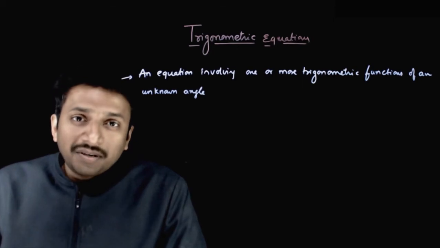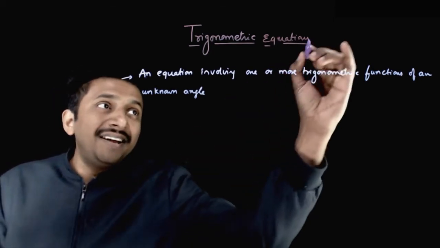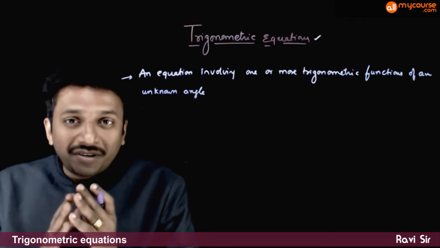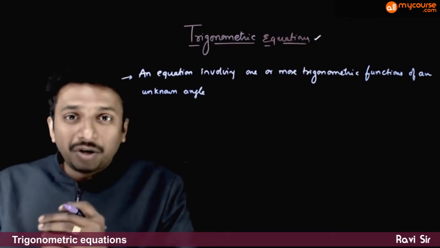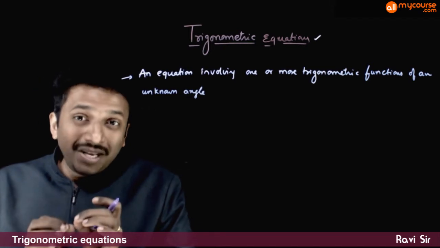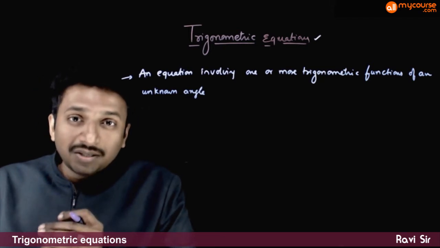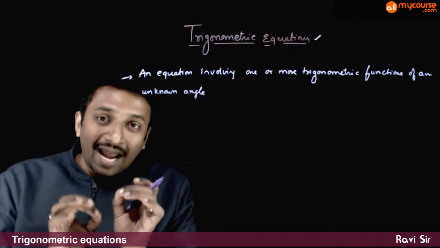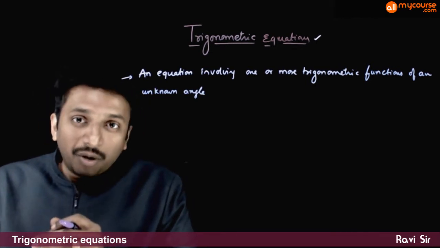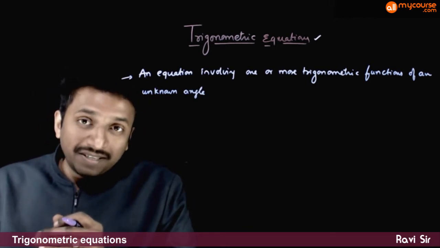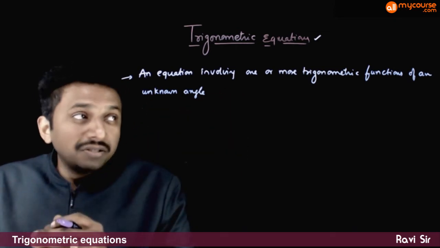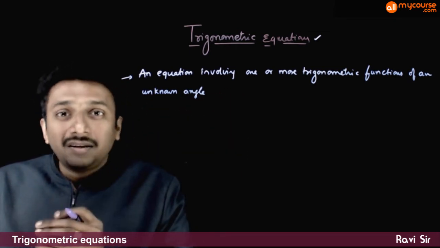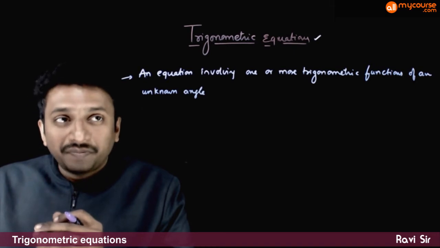So welcome students. In this video, let us look at the introduction of the topic trigonometric equations, and we'll see what the meaning of trigonometric equation is, what the meaning of solution of the trigonometric equation is, the meaning of general and principal solutions of a trigonometric equation. First, an equation involving one or more trigonometric functions of an unknown angle is called a trigonometric equation.